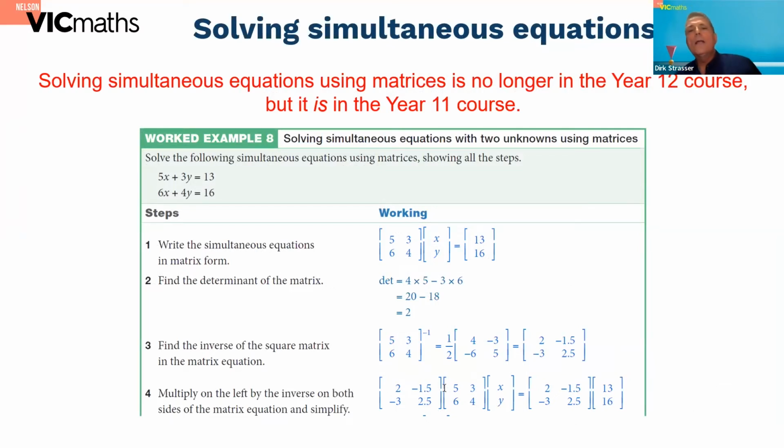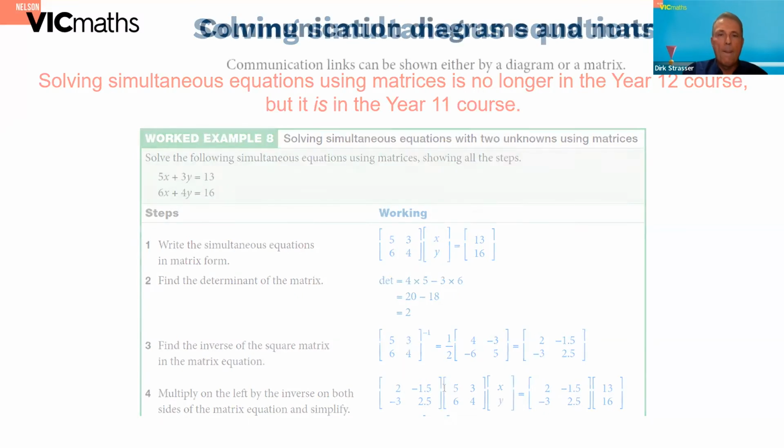Solving simultaneous equations using matrices is the big change that's been taken out of the Year 12 course. So that's no longer in here. In fact, what they've done is they've taken this out and replaced it with Leslie matrices, basically. However, it is in the Year 11 course. So it's a slightly unusual situation, something's dropped down to make room for Leslie matrices.